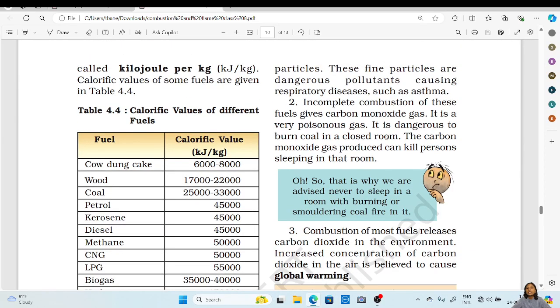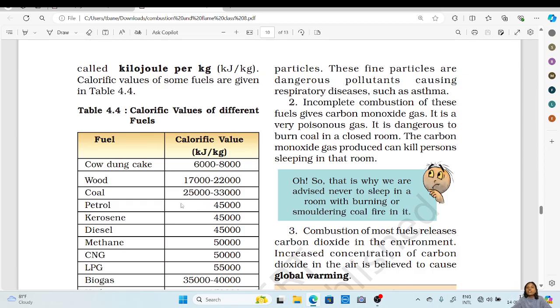So incomplete combustion happens when there is less presence of oxygen in the surroundings. Say we are burning coal in a closed room, and in another place we are burning it in an open area. In the open area, the carbon monoxide that is formed combines with the air that is already present in the surroundings, so it goes out as carbon dioxide.